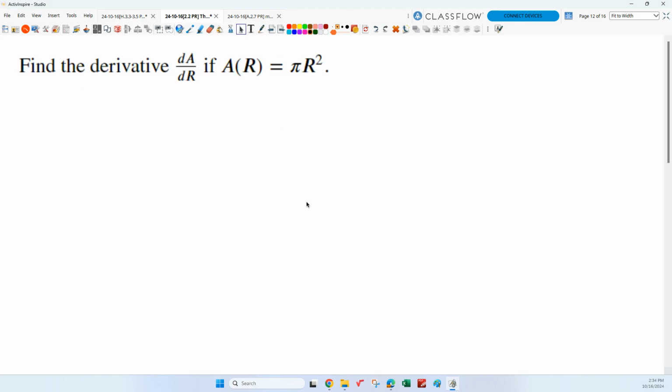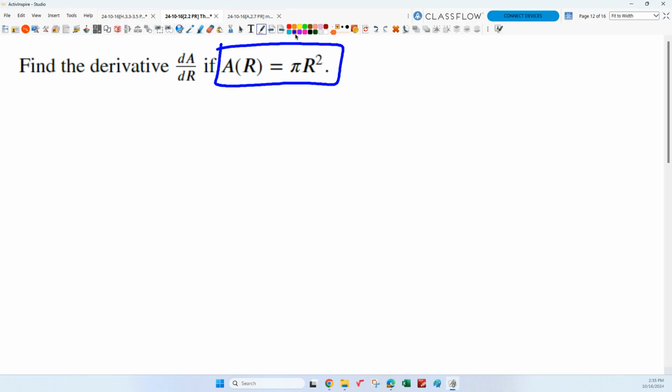Okay, how about this one? This one won't take long. So interpret that. What's that mean? So let's just focus on this part first. Let's look at the function.